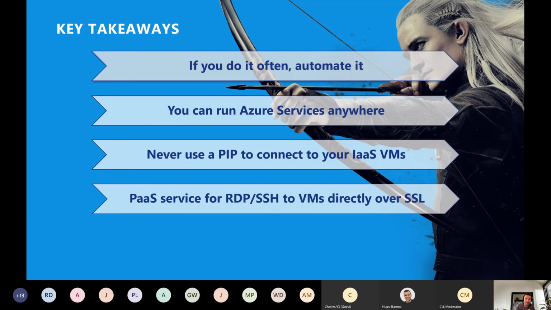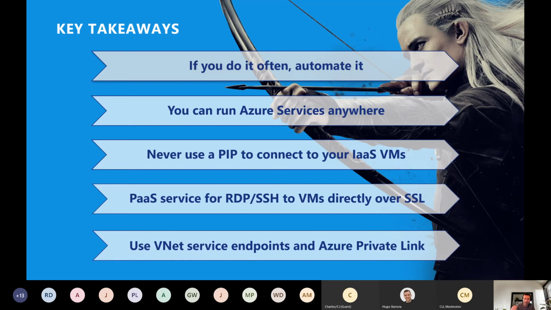Azure Bastion is a PaaS service that you provision inside any virtual network, and which gives you secure and seamless RDP and SSH connectivity to your IaaS VMs, directly from inside the Azure portal over SSL. And finally, use VNet service endpoints and Azure Private Link to better protect your Azure resources and virtual networks.